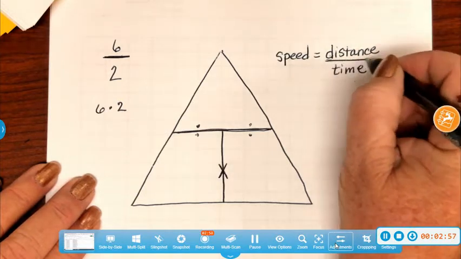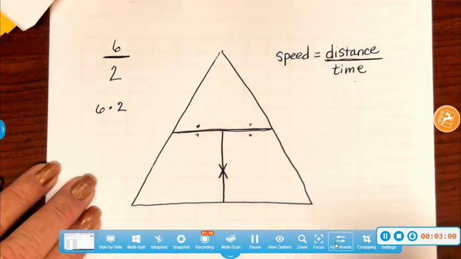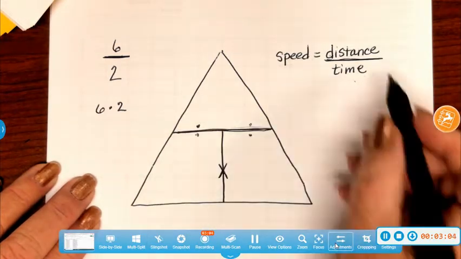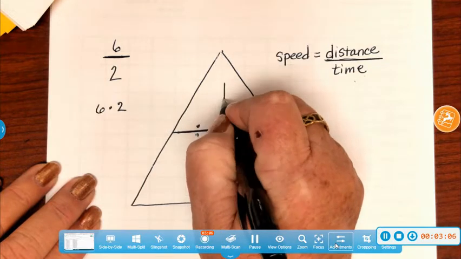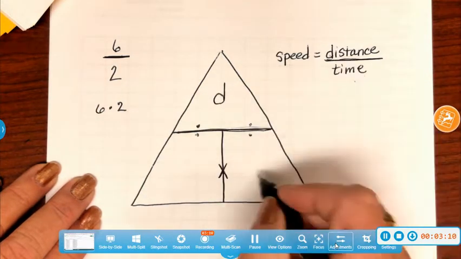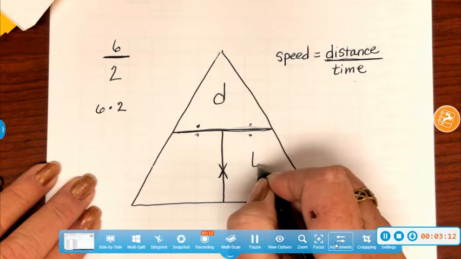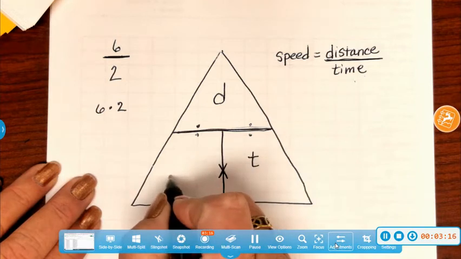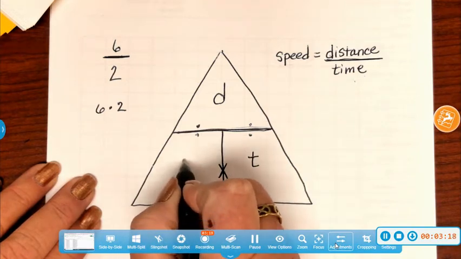Okay? So in this magic triangle, I want to set it up correctly. And this line right here is this one. So what goes on top? Distance. So I'm going to put distance on top. Time goes beneath that. I'm just going to put it right here. Doesn't really matter which side I put it on. And then speed would fill our last spot.